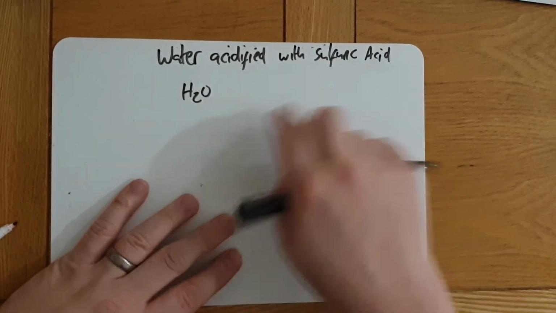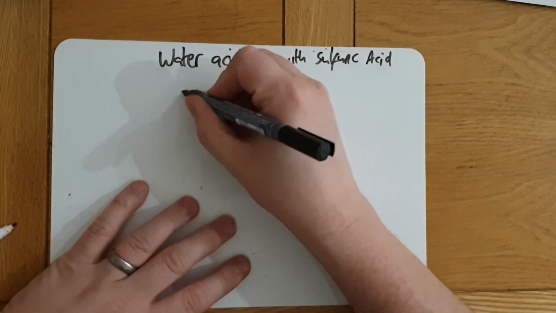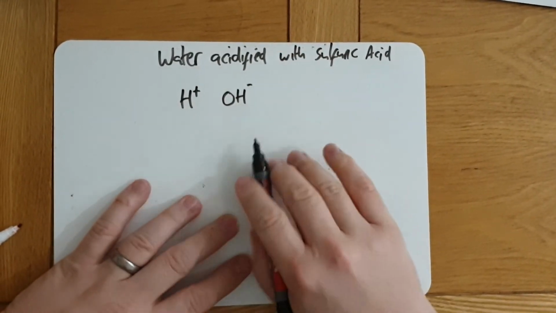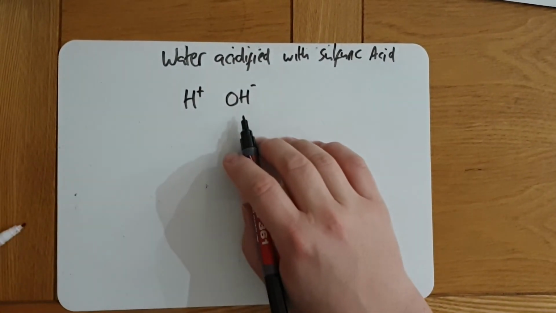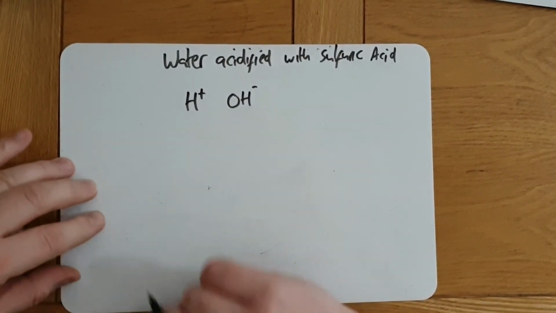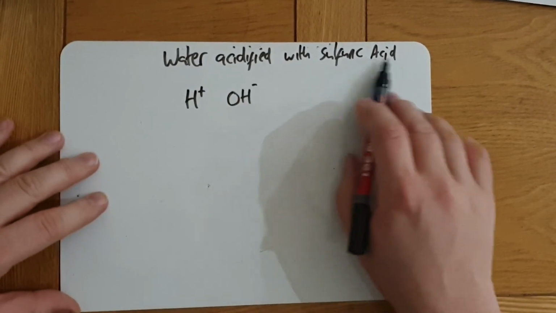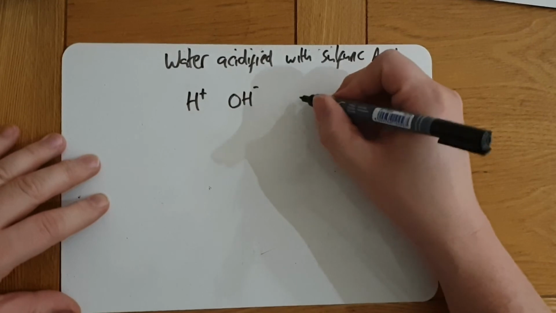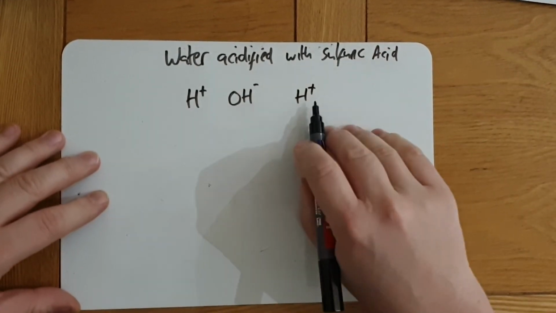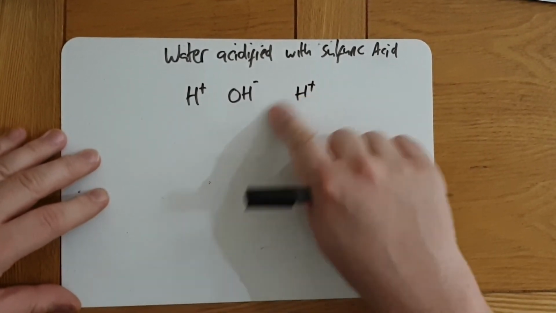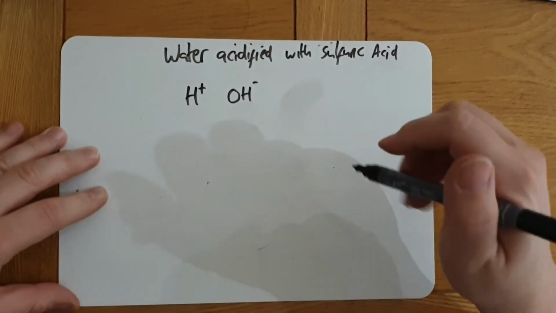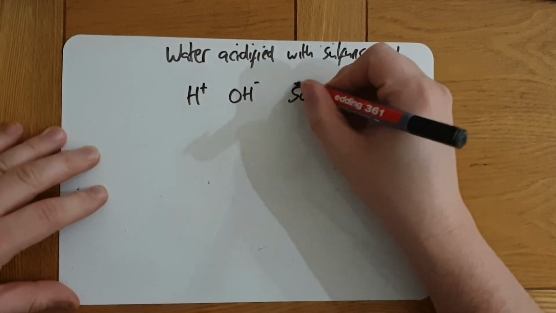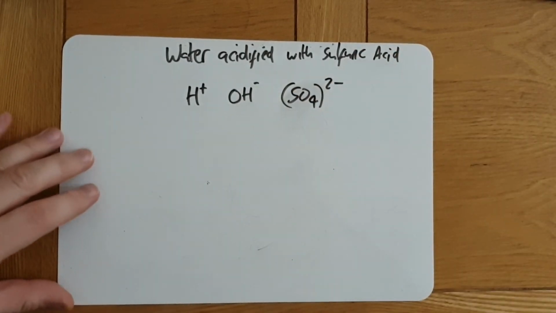But when you acidify it with a bit of sulfuric acid, it splits up a bit more. So you're going to have an H plus ion, and an OH minus ion, because those two together are what makes water. And then sulfuric acid, which is H2SO4, means you're going to have an H plus ion from the acid. Well, we've already got that, so I'll cross it out because we don't need it twice. And we're going to have a sulfate ion from the sulfuric acid, which is SO4 2 minus. Again, it's a pattern.